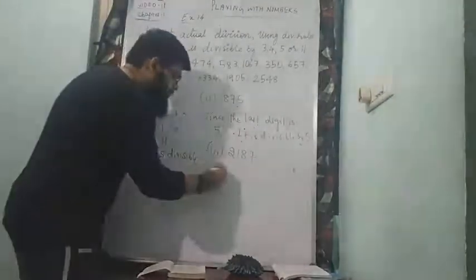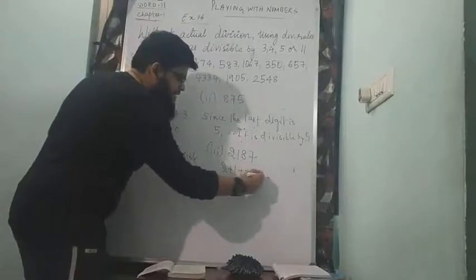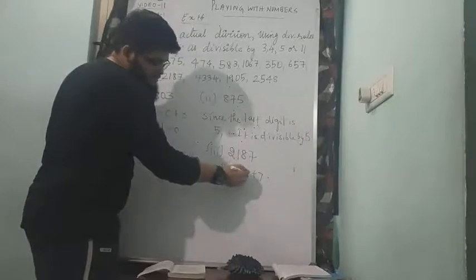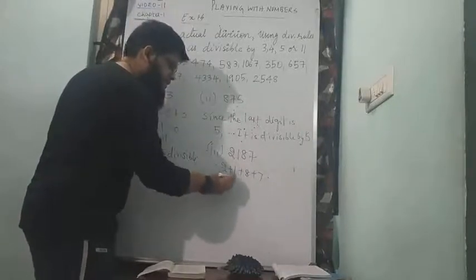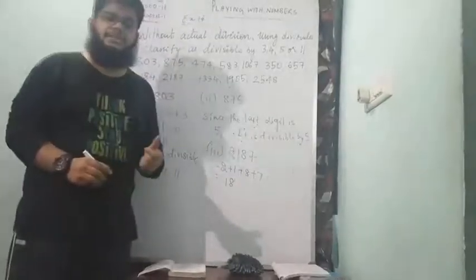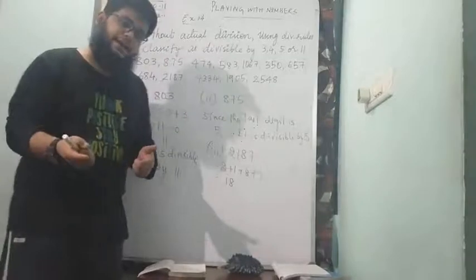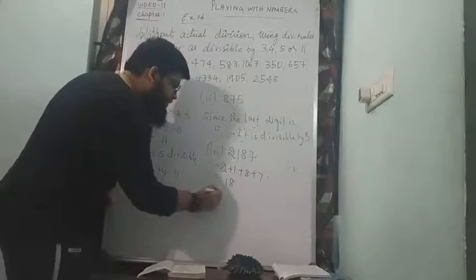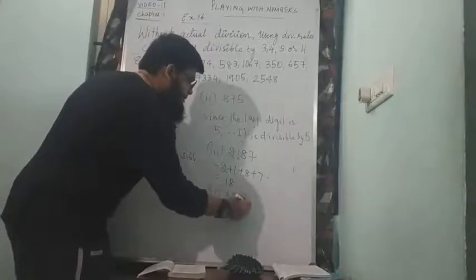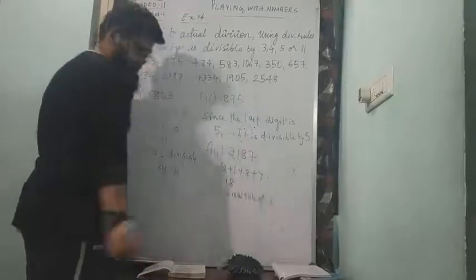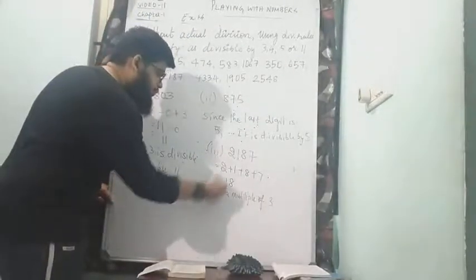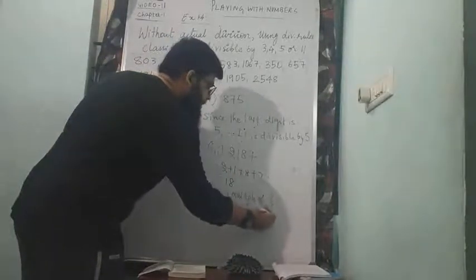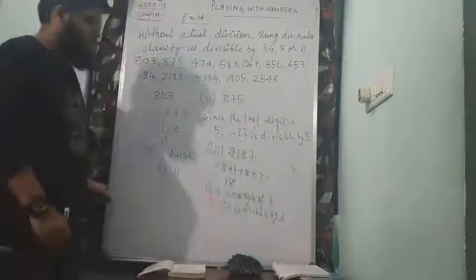So if I add 2 plus 1 plus 8 plus 7, I am checking for 3, okay. So that will be 2 plus 1, 3. 3 plus 8 is 11. 11 plus 7 is 18. Do we get 18 in the table of 3? Yes. 3 5s are 15 and 3 6s are 18. So since 18 comes in the table of 3, or we can write 18 is a multiple of 3, therefore 2187 is divisible by 3. I hope you have understood.